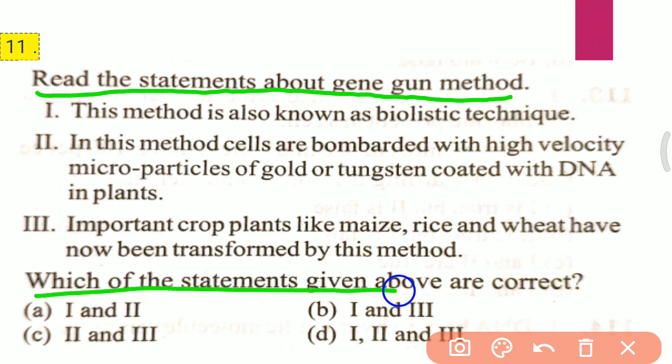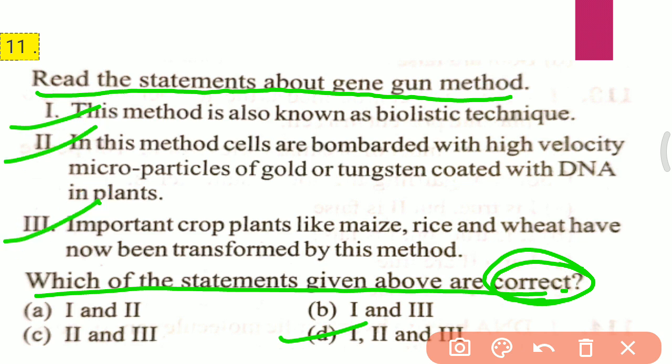Which of the statements given below are correct? A. First and second, B. First and third, C. Second and third, D. First, second and third. Read the statement about gene gun method, and the correct answer is D, that is first, second and third are correct. That is all are correct here.